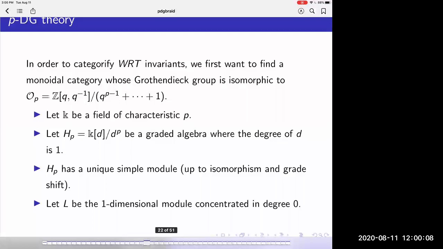So from here on out, we let k be a field of characteristic p, and we let H_p be this truncated polynomial algebra, k adjoin d mod d to the p. And we're taking, for now, the degree of d to be 1. We'll have to change that to match categorification conventions in a few minutes. Okay, so this algebra H_p has a unique simple module up to isomorphism and grade shift, one-dimensional. And to fix notation, we let L be the one-dimensional simple module concentrated in degree 0.